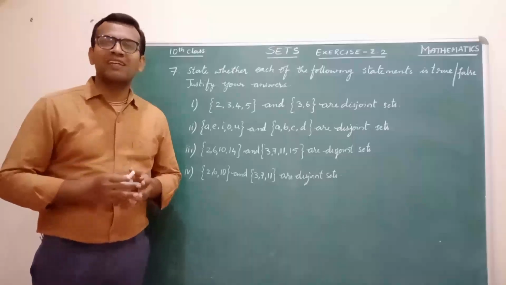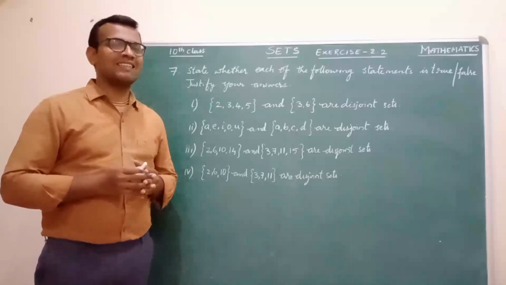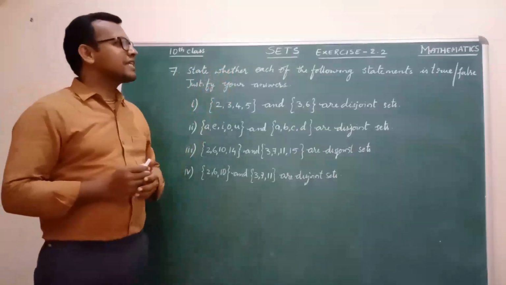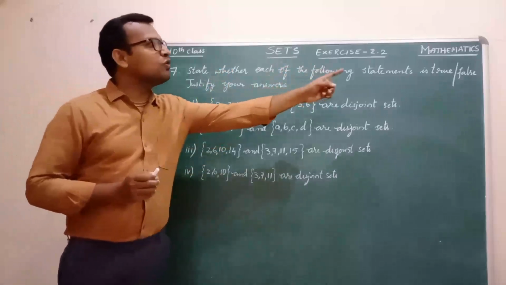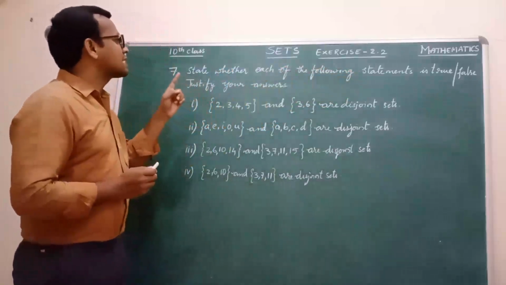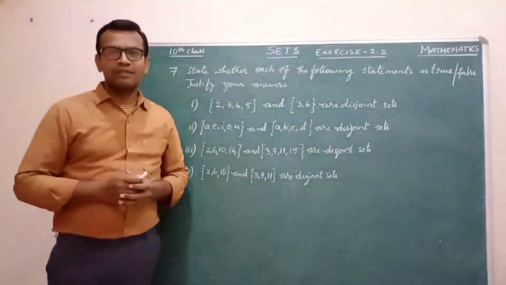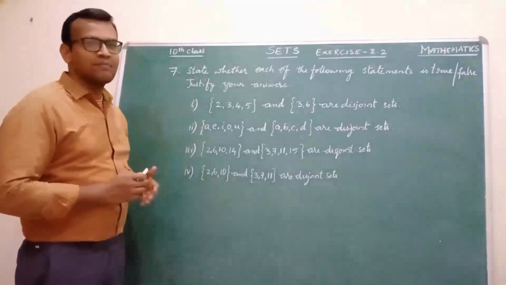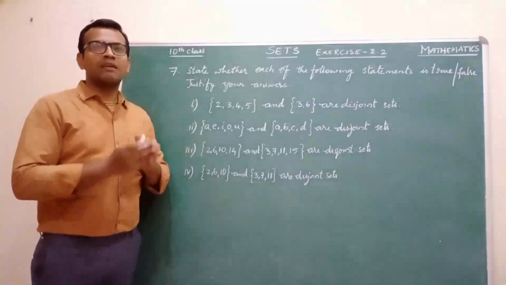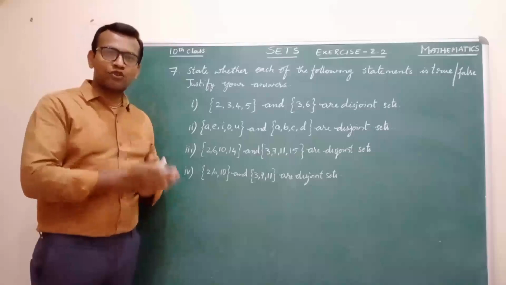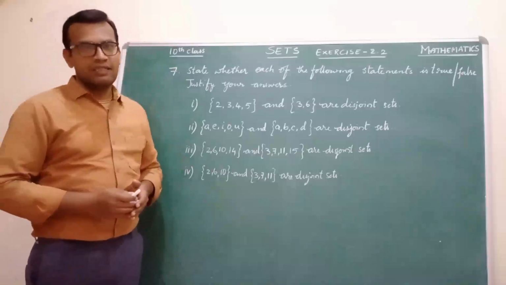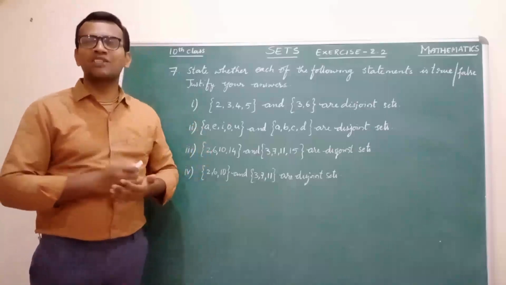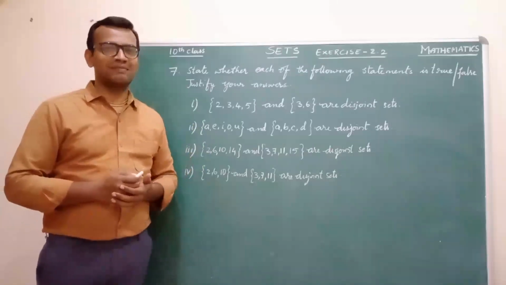Let us solve the last bit from this exercise, and that is: State whether each of the following statements is true or false. Justify your answers. So in this bit, he has given 4 statements. Now we have to state whether the statement is true or false. If it is true, why? Or if it is false, why? The justification for our answer has to be written.